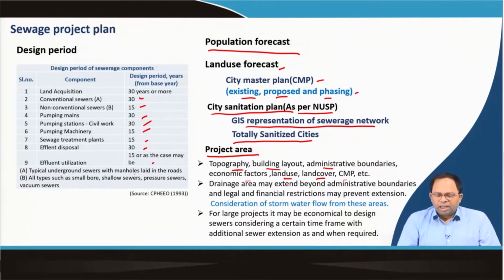And then for large projects, it may be economical to design sewers considering a certain time frame with additional sewer extensions as and when required. So, it is not feasible to develop the entire network in one go. So, we need to not only do phasing, but also think that within a particular area or a phase, we need to have extension plans. So, we cannot lay down everything in one go. So, these are the different things that have to be thought of when we decide our project area.